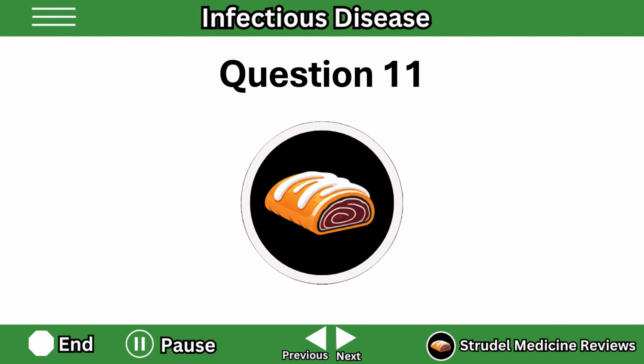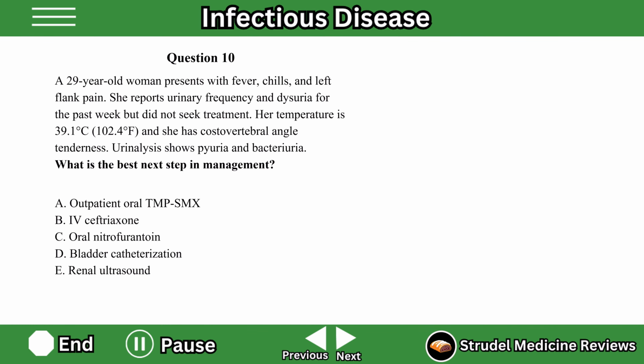Question 11. A 29-year-old woman presents with fever, chills, and left flank pain. She reports urinary frequency and dysuria for the last week, but did not seek treatment. Her temperature is 102.4 F or 39.1 degrees centigrade, and she has costovertebral angle tenderness. Urinalysis shows pyuria and bacteria. What is the next best step in treatment?